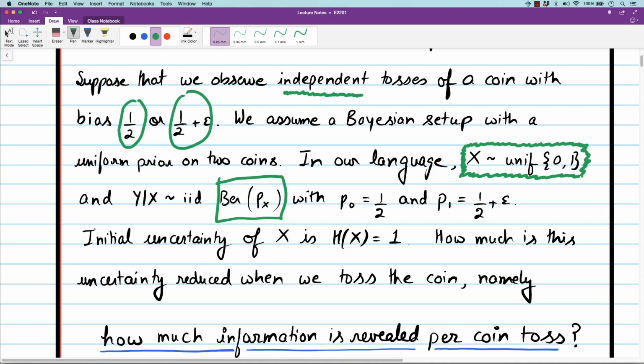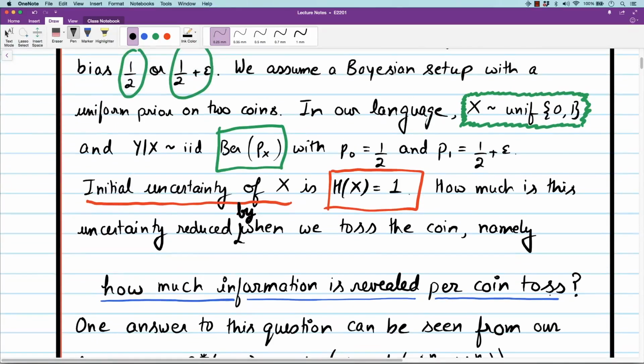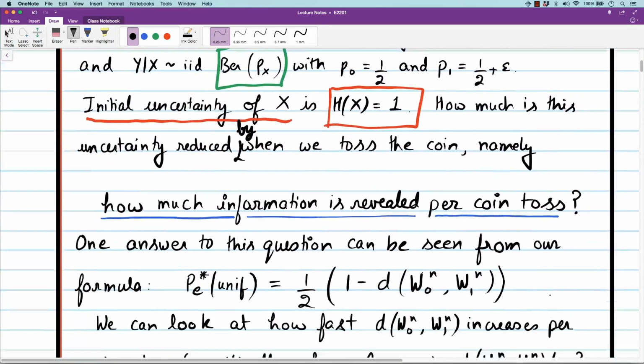So what is the initial uncertainty of x? Well, that's just the entropy, right? A measure of uncertainty is entropy. So the initial uncertainty of x is the entropy of x, which is 1, because it can be 0 or 1 with equal probability. Now the question is, how much is this uncertainty reduced when we toss the coin multiple times, or once, let's say? In particular, how much information is revealed per coin toss, because reduction in uncertainty is information. That's what we want to understand.